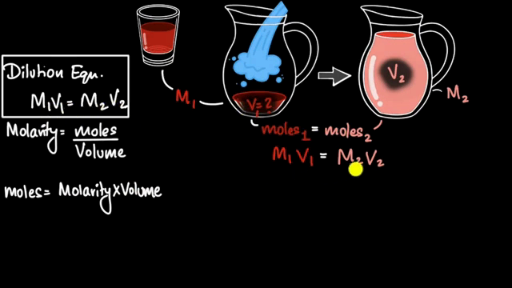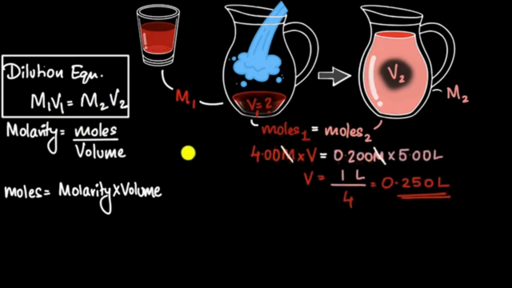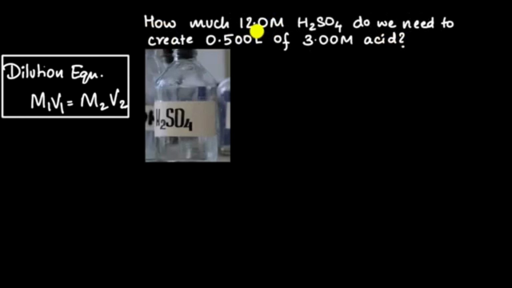And we can now use this dilution equation to try and solve the problem. So let's try and solve another problem here. How much of 12 molar H2SO4 sulfuric acid do we need to create a 0.5 liter of 3 molar acid?